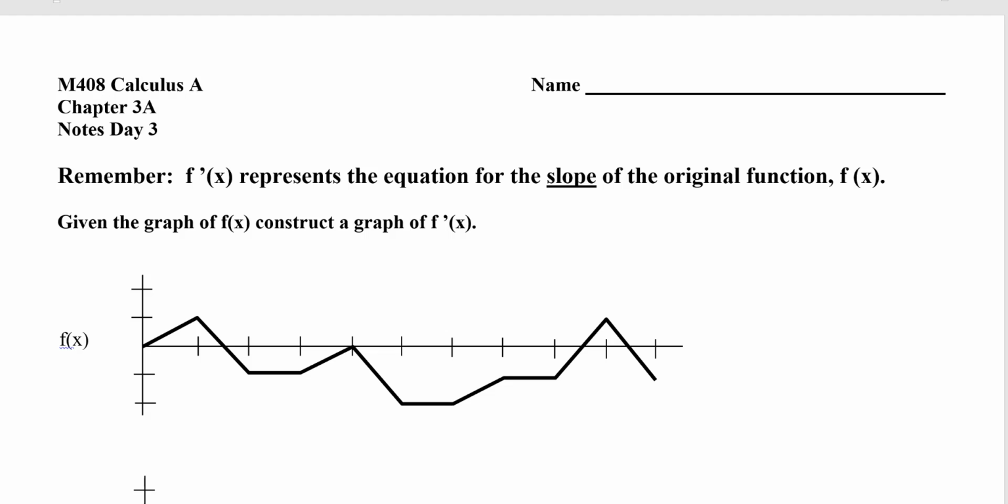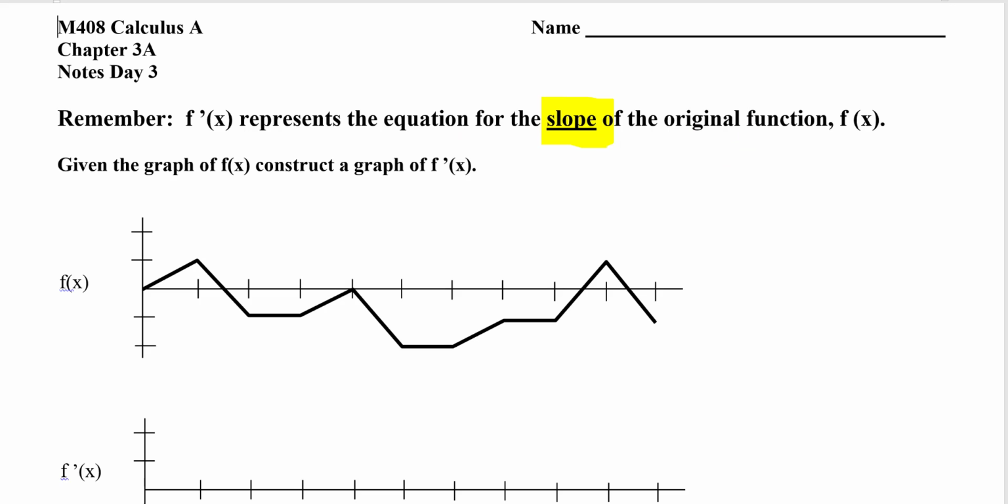So this is day 3 of chapter 3, and what we're doing today, the first part at least, is I'm going to give you a graph, and you're going to construct a slope graph of that function. This is so key: you're basically creating a slope graph. So it's very simple.